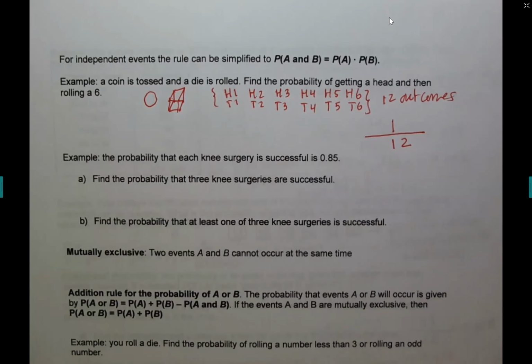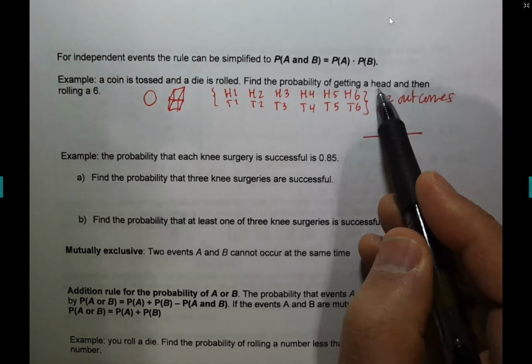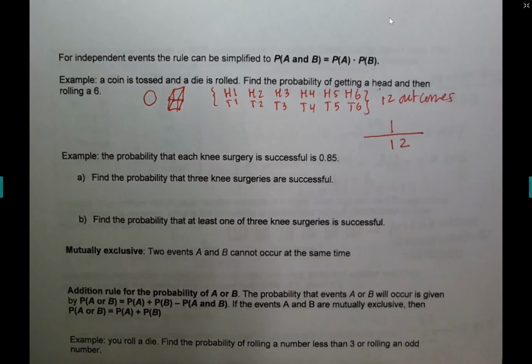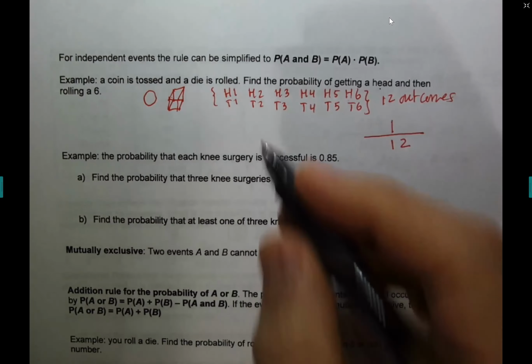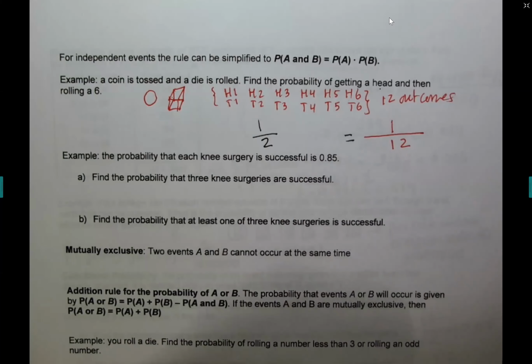So here's what I'm going to ask you to do for me. What is the probability of getting a head, guys? Who can tell me what's the probability of getting a head when you toss a coin? 1 out of 2. Exactly. Okay, now we roll a die. What's the probability of getting a 6? 1 out of 6. Yep.